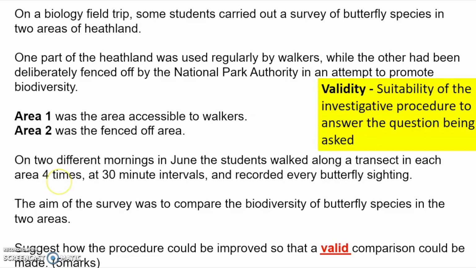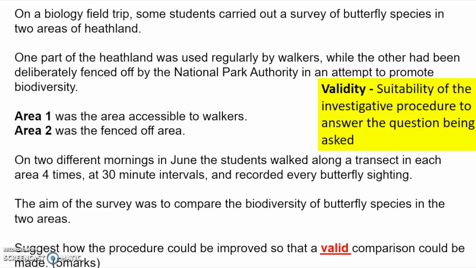The question is, on a biology field trip, some students carried out a survey of butterfly species in 2 areas of heathland. One part of the heathland was used regularly by walkers, while the other had been deliberately fenced off by the National Park Authority to promote biodiversity. So area 1 was accessible by walkers and area 2 was fenced off. On 2 different mornings in June, the students walked along a transect in each area 4 times at 30-minute intervals and recorded every butterfly sighting. The aim of the survey was to compare the biodiversity of butterfly species in the 2 areas.